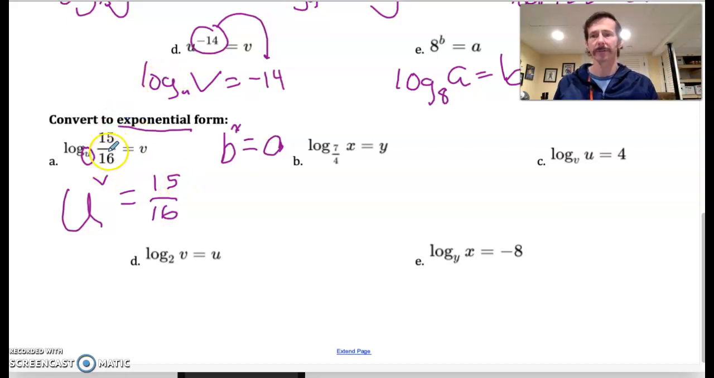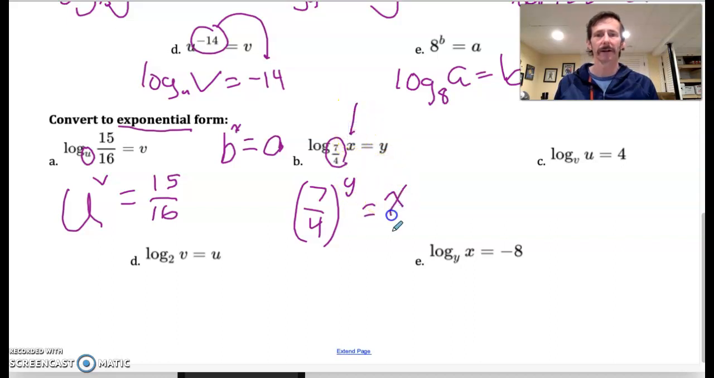So this input of 15/16 becomes the output in my exponential. So B, there's my base. So I know I'm going to have 7/4. I'm going to use parentheses. And then this is my answer, so it becomes the exponent. Remember, the answer in a logarithm is the exponent, so that pops up there, equals whatever is stuck in my log, and that is an x. And so I could put a number in here like 2, and then I would square this, and I would have 49/16, and so that would make a true statement here. All right, try C.